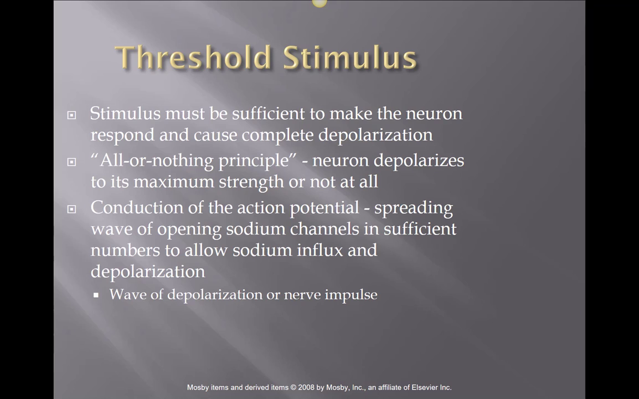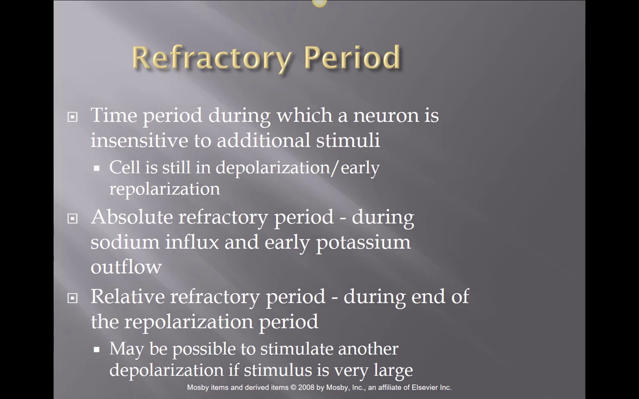So either it's going to fully depolarize or it's not. To make it fully depolarize, you have to have a sufficient stimulus to make it completely depolarize. And it's that all or nothing principle that we talked about with muscles. It's either going to all depolarize or it's not going to depolarize at all. And so the conduction of this action potential is going to spread that wave down through those sodium channels, and it's going to cause that depolarization and make that electrical impulse go down through there.